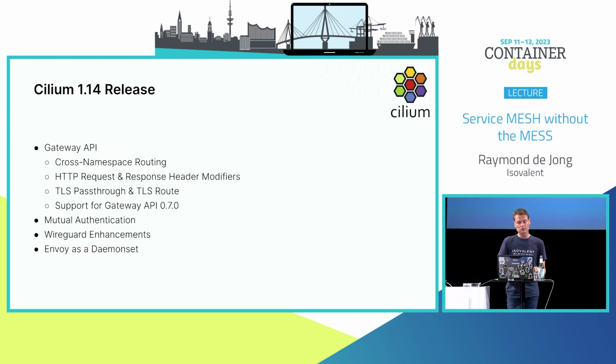To summarize, with 1.14, and it's something I'm going to demo as well, we support cross-namespace routing, response and request header modifiers with Gateway API, also the capabilities of TLS pass-through using TLS routes, support in general for Gateway API 0.7.0, mutual authentication, WireGuard for encrypting the traffic, and also the capabilities to separate Envoy from the Cilium agent if you need to better monitor, for example, the performance of Envoy versus Cilium.